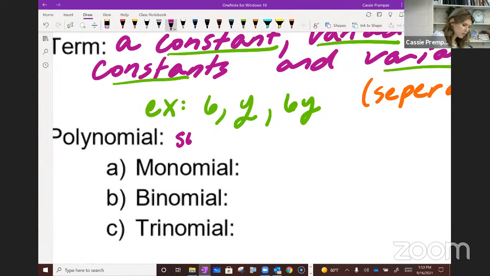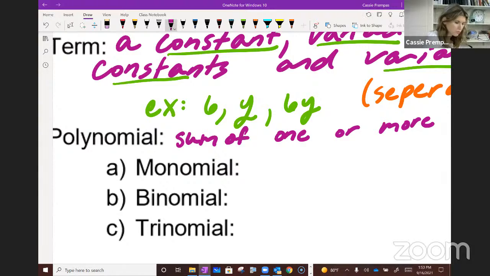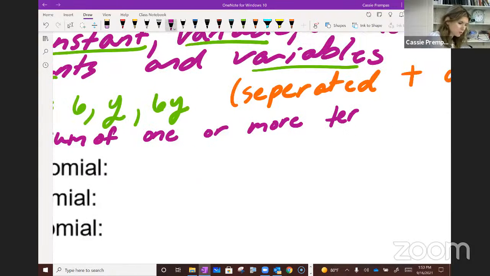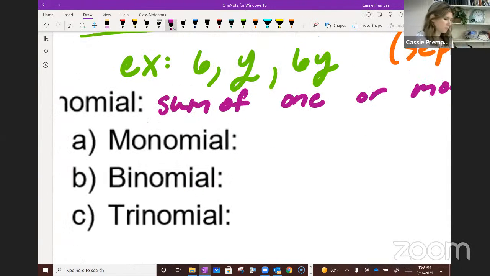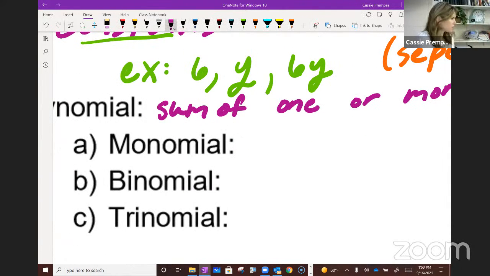So a polynomial is the sum of one or more terms. Go ahead and write it in. It is the sum of one or more terms. Some of you are more English oriented, and these prefix, right? Isn't that what it's called? The word right in the front? Yes. Mono, do we know what that means?